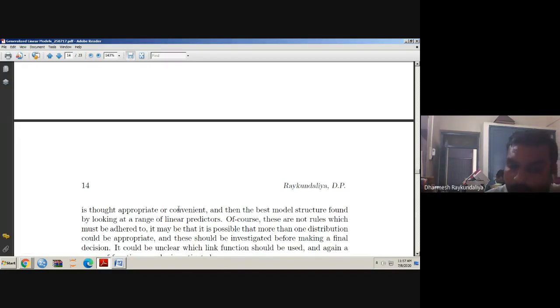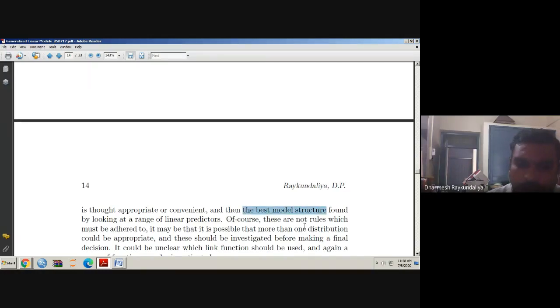Who will tell that? The person who is working in the domain. They will tell you there can be a relation between these. Then you make the scatter plot, and based on that you decide whether the data has a non-linear relation or a linear relation. If there is a non-linear relation between y and x, we will not deal with generalized linear models, because in generalized linear models the form of the predictor should be linear. And then the best model structure is found by looking at a range of linear predictors.